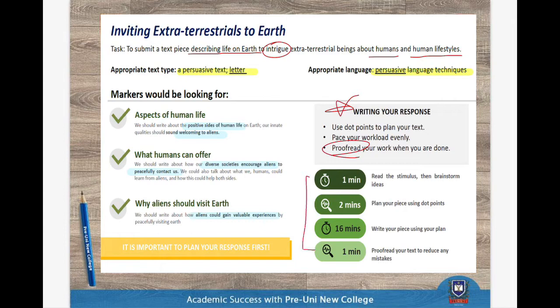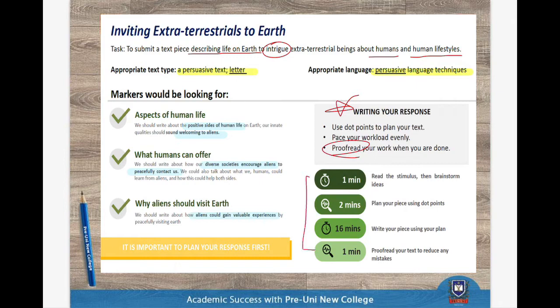And when we say jot the points down, don't just write any points. Make sure you know which points you want to talk about first and which points you want to talk about next. So that would be essentially structuring your response as well as brainstorming your ideas on paper at the same time. So you save time essentially. And then I would say spend approximately 16 minutes to write your text.